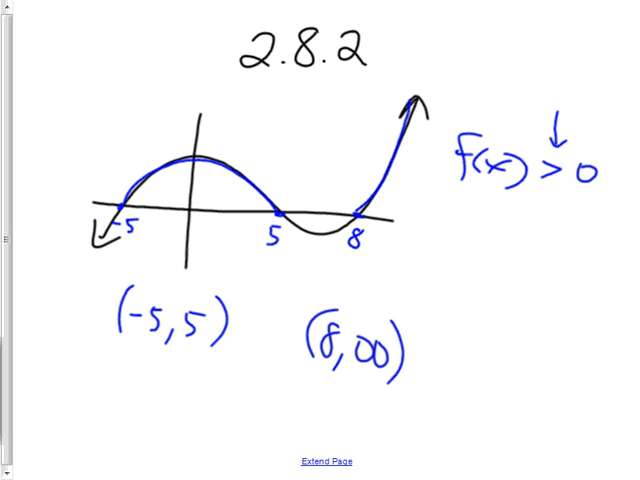So how could I make it so the endpoints would have to work? Add an or equal. Now I'd need to change almost all of my parentheses into what? Brackets. It's the only difference then. These endpoints actually work now. Not on the parentheses, not around the infinity, of course.